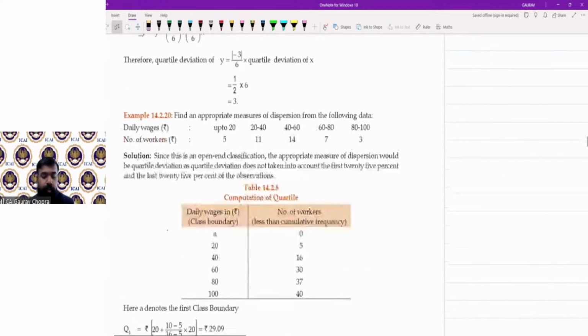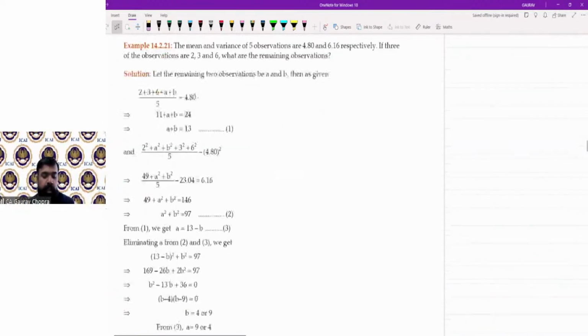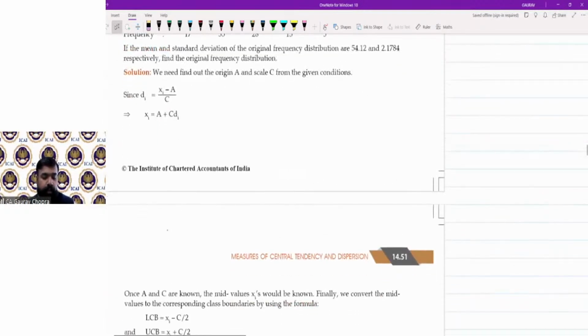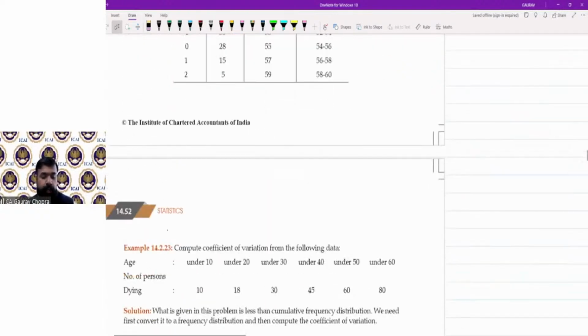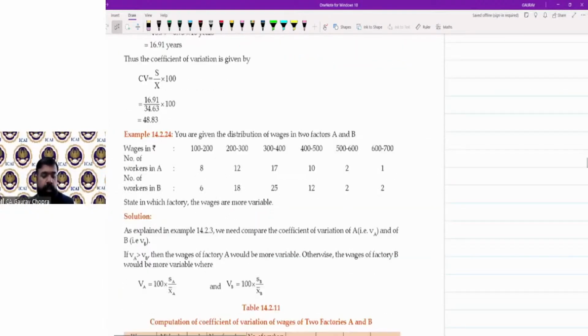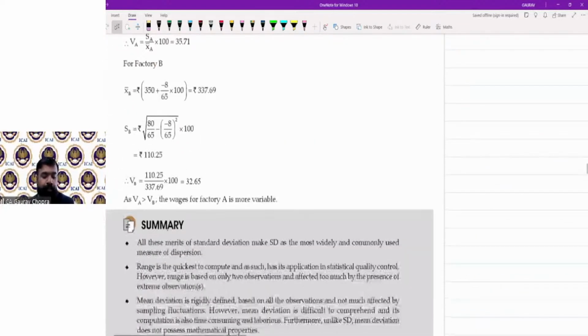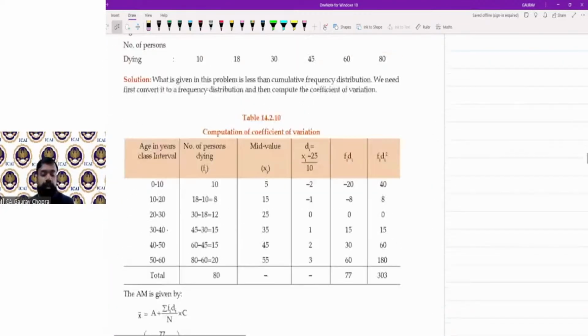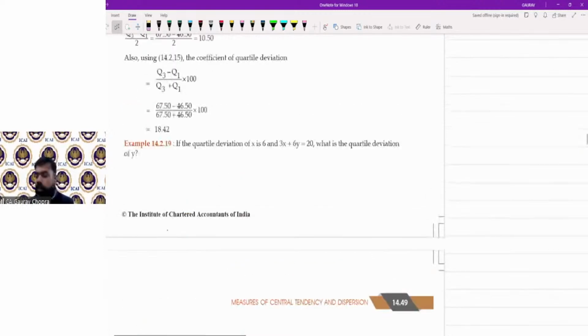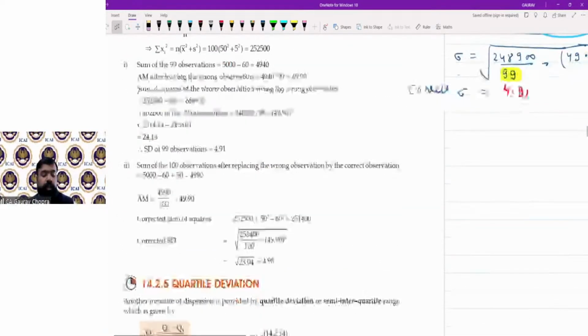So we will be doing a few questions on quartile deviation, and after that there are one or two lengthy questions. Then we will be discussing some questions from the exercise. Okay. So let us begin with the quartile deviation.